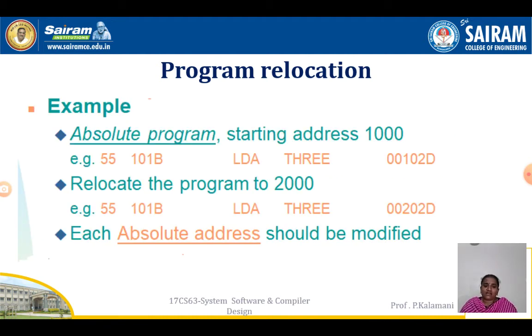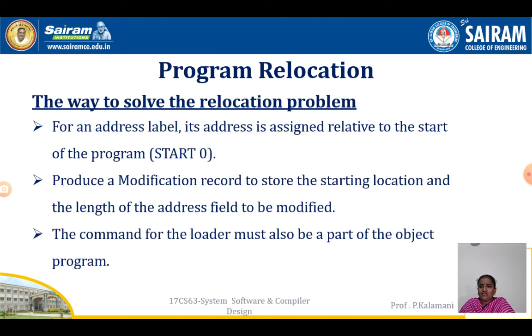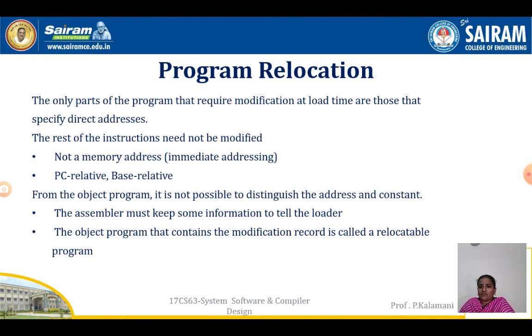So we'll see, when we are relocating the program, what changes are going to happen. If it is an absolute program, meaning the starting address we had taken was 1000, then this is the object code we are getting for this instruction, and suppose the program is relocated to 2000, that object code is going to change. So during relocation, the absolute address should be modified. And then we'll see a programming example.